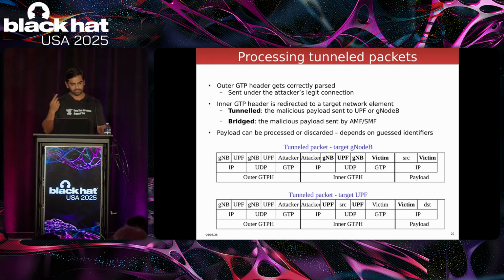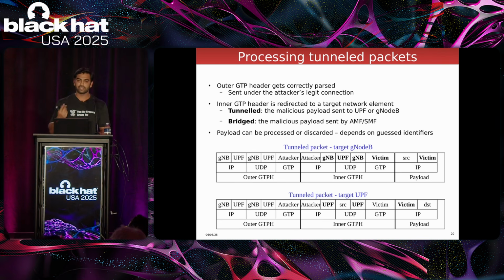First thing, as I was anticipating, the UPF processed the tunnel packet. The majority of the UPFs were actually processing the tunnel packets. That's the root cause. Once you process it, you also execute the payload, whatever is attached to that, right? Then second, the UPFs were also bridging the packets into the core, right?